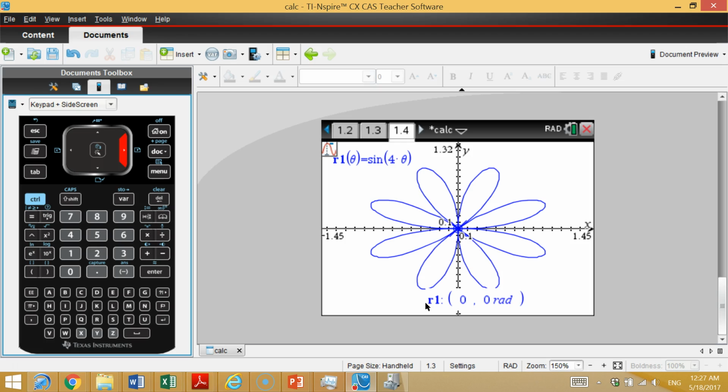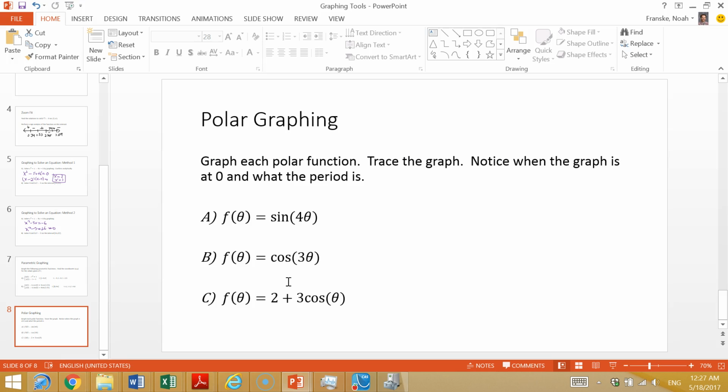Okay, so this is either 0 or 2 pi. You can think about it either way. But the important things in calculus are when those petals start and stop, and then the period. So it looked like that one took a whole 2 pi right down here to get around. Let's take a look at a different one.